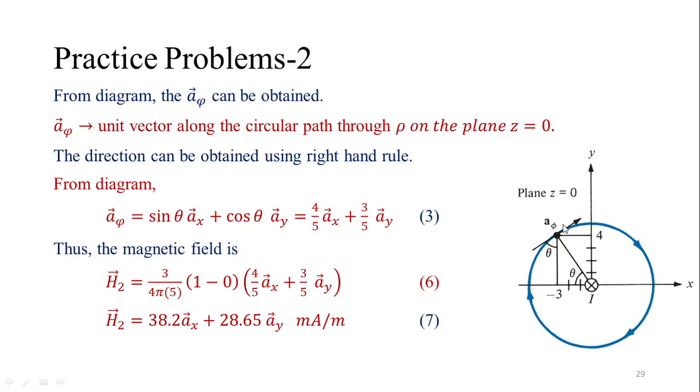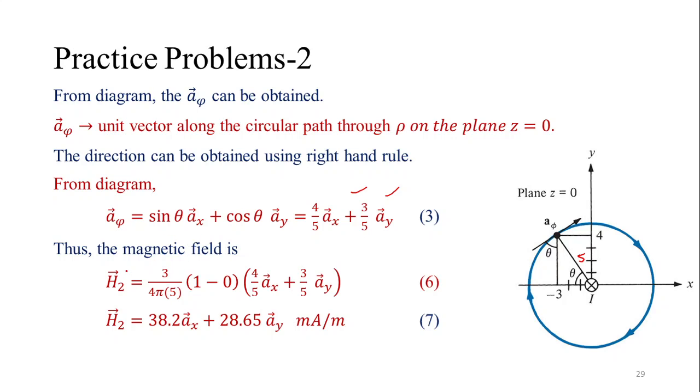By using this triangle you can get the hypotenuse, meaning the distance from the origin to the point, and using that distance you can get the A phi vector. So the vector is 4 by 5 ax plus 3 by 5 ay. Here it is 3 and 4, so the hypotenuse will be 5. So cos theta will be 3 by 5, and sin theta will be 4 by 5. So we have these two.